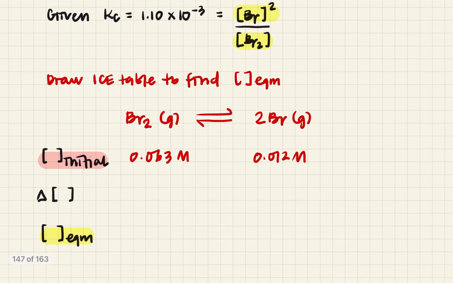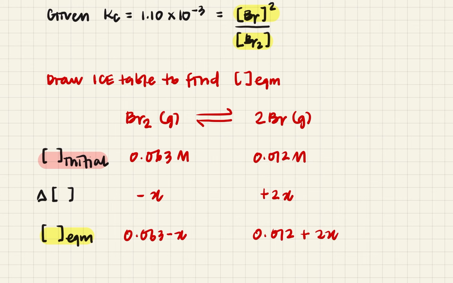So, be careful here. Look at your chemical equation here. Your stoichiometry for Br is 2. So that means at this part here, you must put 0.012 plus 2x. Your reactant will be minus x. So now we get 0.063 minus x and 0.012 plus 2x.